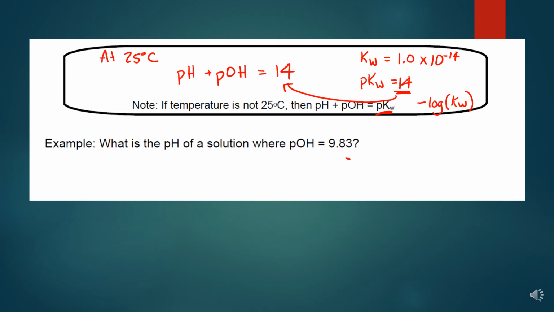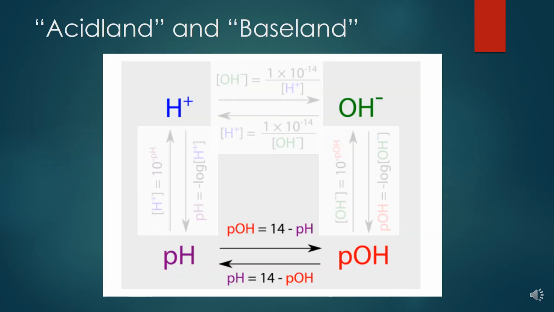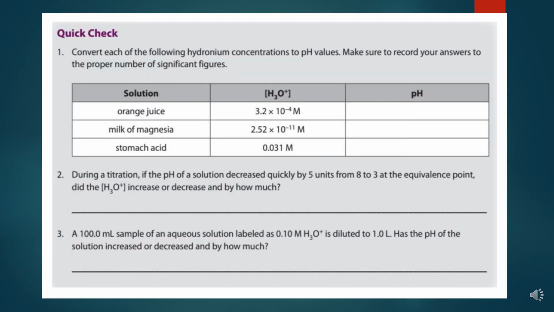Okay, for our next example question, it says, what is the pH of a solution where pOH is 9.83? Well, my pH is going to equal 14 minus 9.83. So pH is equal to 4.17. Again, no units, keep the same number of sig figs. Okay, so that relates those two things together, how we switch between pH and pOH. If we're dividing our chart into acid land and base land, this is like a second bridge between the two areas of the land.